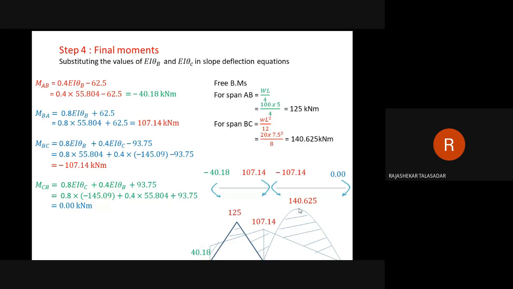You have to take this. UDL means parabolic curve. So at this point it is 140.625 and this is 0. You have to join with the parabolic curve. Under UDL, you know that the bending moment diagram varies parabolically. Under point load, the bending moment diagram varies linearly. That's why here in span AB it is a linear variation, a straight line, whereas under the UDL it is a parabolic variation. Is this clear?